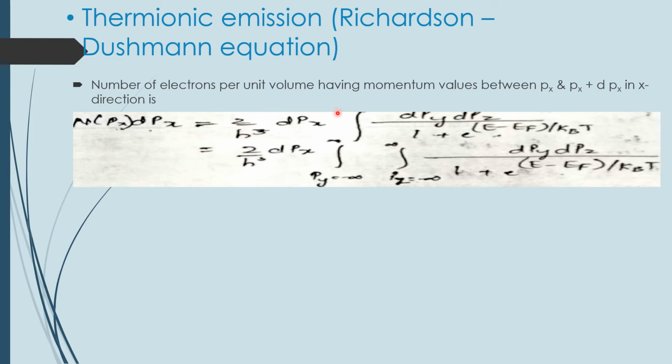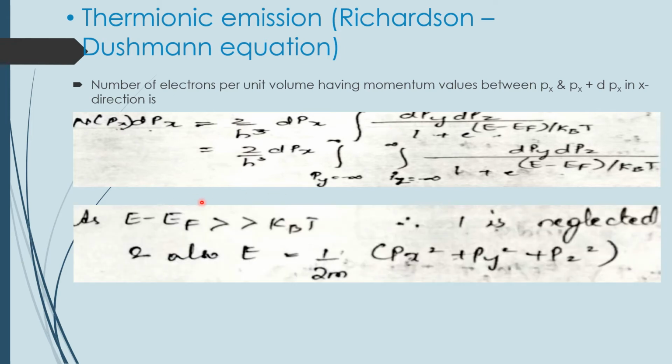We are keeping this outside the integral, then the integration of dPy dPz upon 1 plus e raised to E minus EF upon kT. First we will integrate with respect to y and z. We will integrate with respect to x later, so the x terms are kept outside the integral. So there are double integrals with limits Py equal to minus infinity to infinity and Pz equal to minus infinity to plus infinity. As E minus EF is very much greater than kT, therefore 1 is neglected. And also E is equal to 1 by 2m into Px square plus Py square plus Pz square.